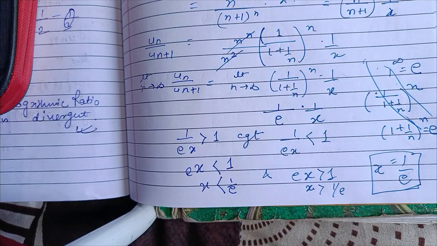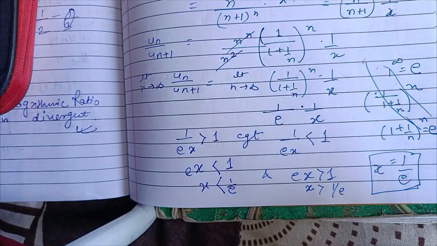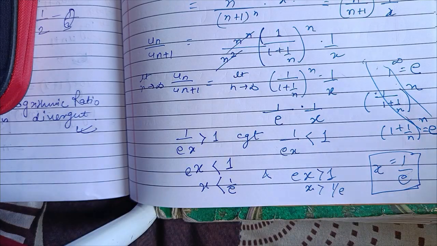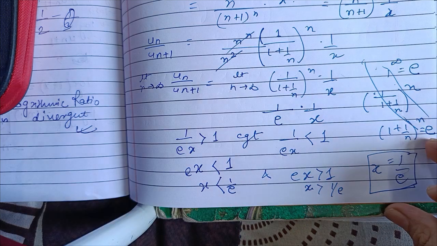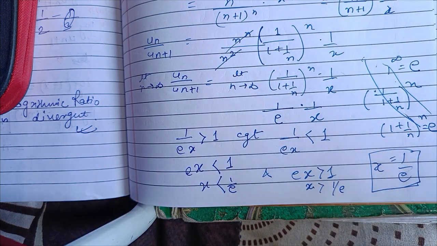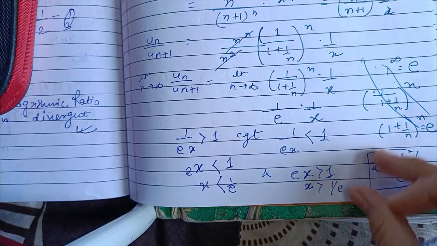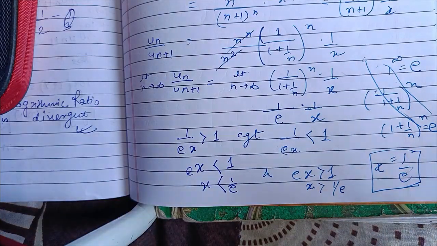Now you will question me like this, that we have studied that the ratio test fails only when x is equal to 1. So here e is a very small number. e is so small that we can consider it as equivalent to 1. That's why we are considering it equivalent to 1. To get the result we do some kinds of equivalency.